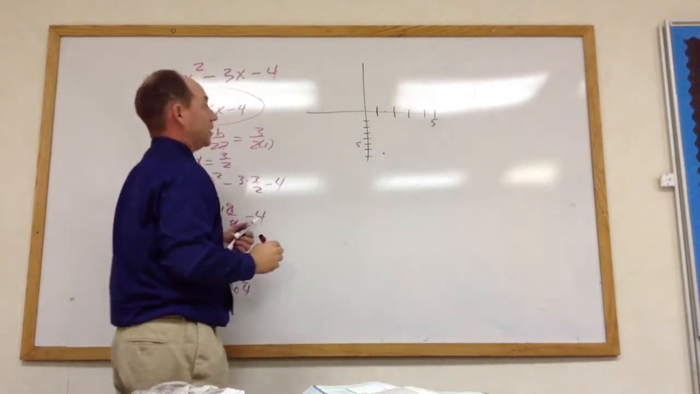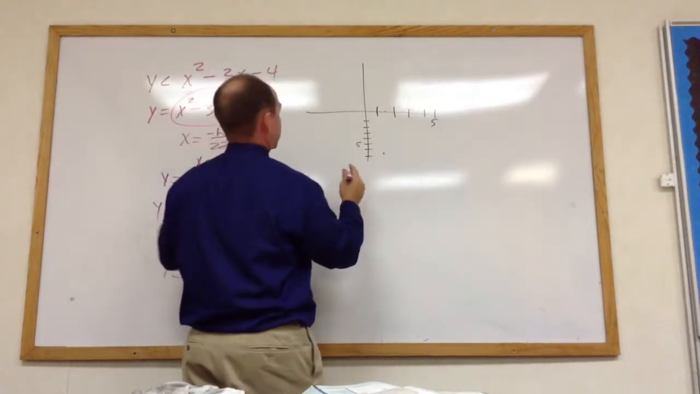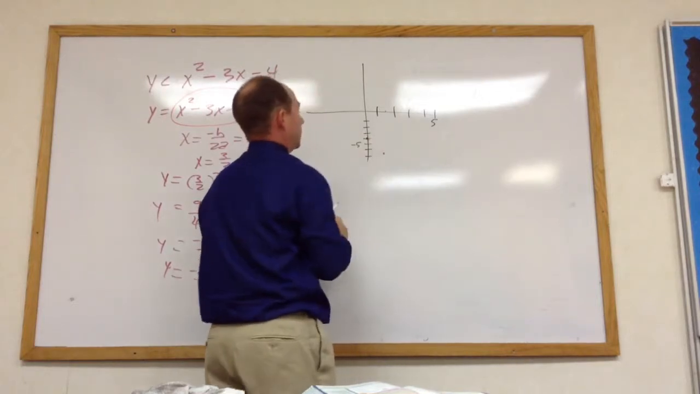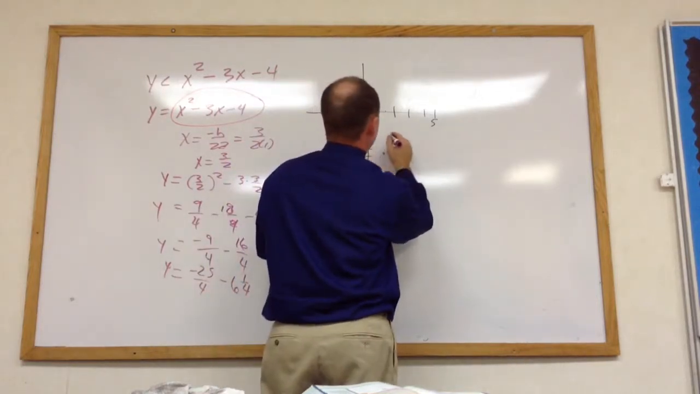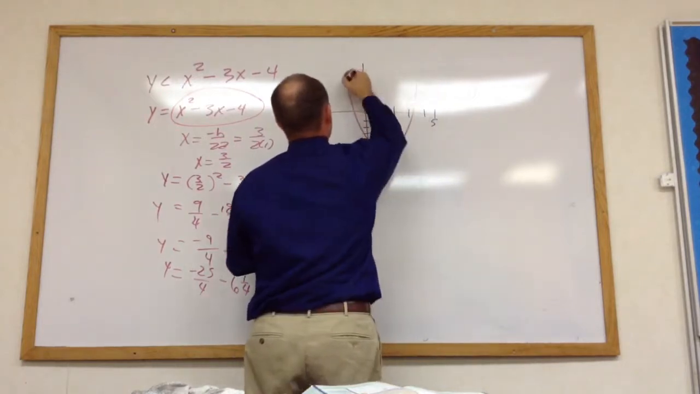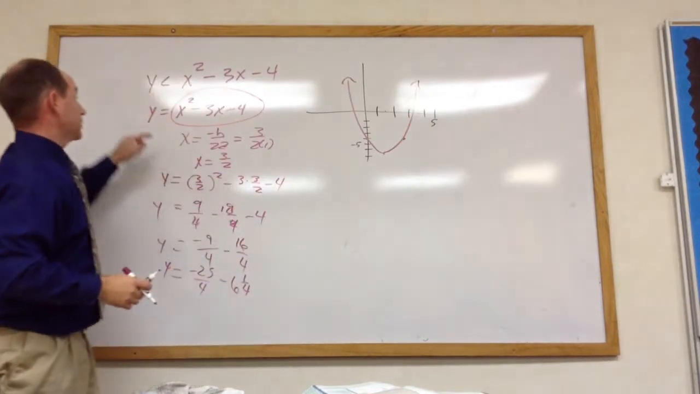This parabola will open up, so I'll have something here. Let's see, I don't know what those are, but if I put in 0, I get negative 4. So that'll be right there. And so if I go 1.5 to the right, we're at negative 4. And so we get something here. Now, the problem is, I just graphed the equality. Now I need to figure out this inequality part.